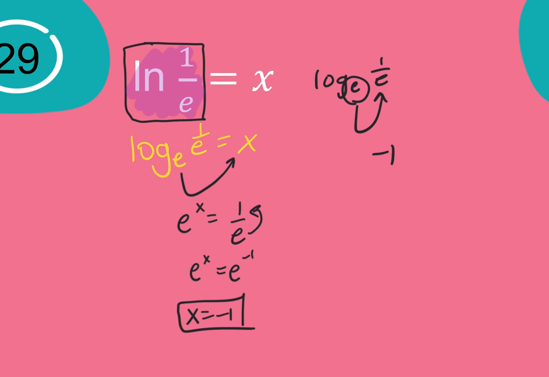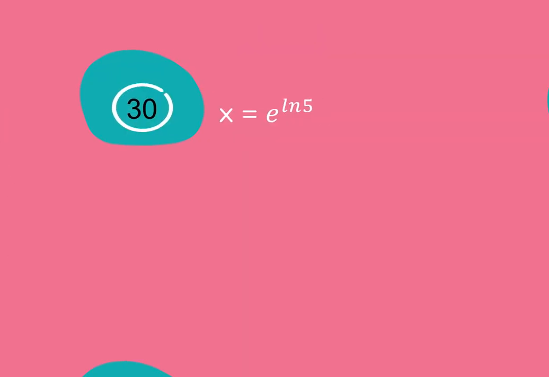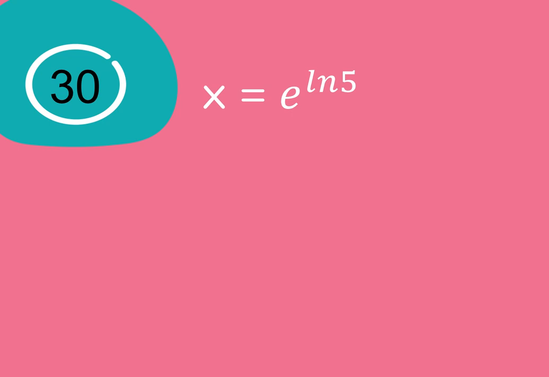It's negative 1. What if it was like 5 instead of 1? It doesn't work. So this one is the reverse. This one has the e in the base of the exponential function, but it also has log base e in the exponent of it. Remember, if the base and the base match, you can literally cross through it, and you keep the 5.